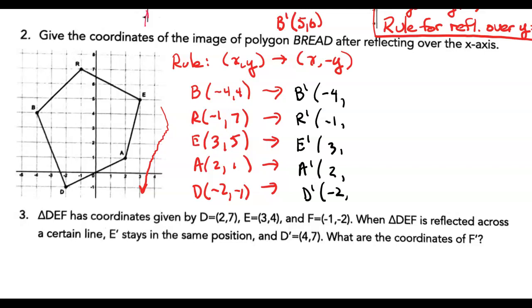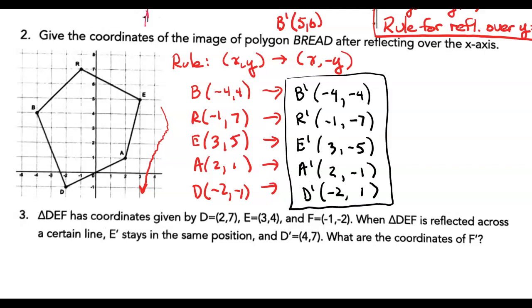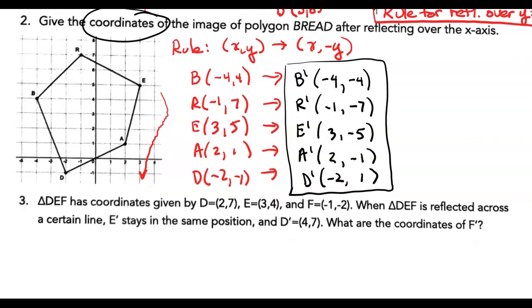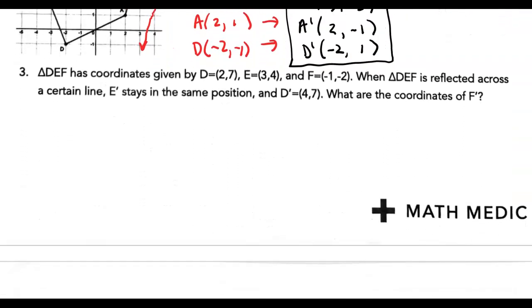Notice how I said opposite here instead of negative. So now the opposite of 4 is -4. And then the opposite of 7 is -7. Opposite of 5 is -5. Opposite of 1 is -1. And then the opposite of -1 is +1. Okay, so all I did was apply my rule to my points, and there are the new coordinates of our reflected image.